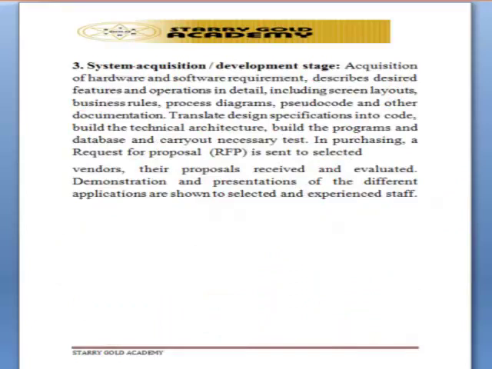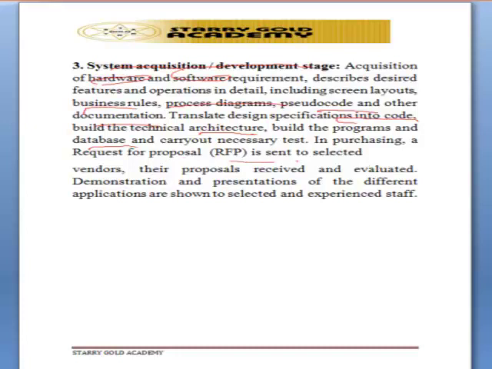Then the next stage is the system acquisition or development stage. Acquisition of hardware and software requirements describes desired features and operations in detail, including screen layouts, business rules, process diagrams, pseudo code, and other documentation. Then we still have to translate design specifications into code, build the technical architecture, build the programs and database, and carry out necessary tests.